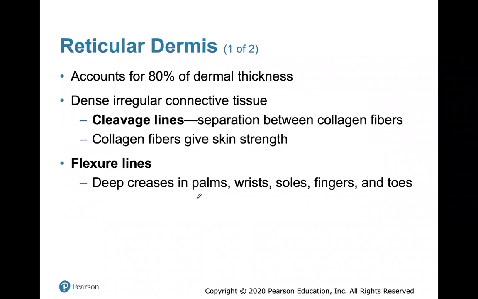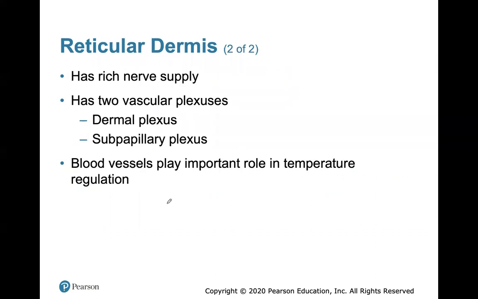Then the reticular dermis is right below that. It accounts for about 80% of the dermal thickness. The dense irregular connective tissue gives the reticular dermis what we call cleavage lines, which separate collagen fibers. Collagen fibers give the skin its strength, and flexure lines are deep creases in the palms, wrists, soles, fingers, and toes, which you can see on your hand. The reticular dermis has a rich nerve supply. It has two vascular plexuses, the dermal plexus and the subpapillary plexus. What that just means is there's a rich blood supply to the dermis. Blood vessels also play an important role in temperature regulation in this layer.